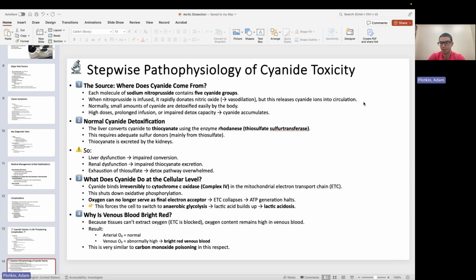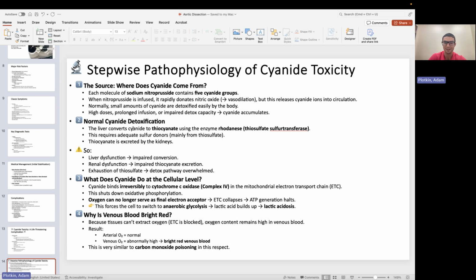So to break down this pathophys just a little bit more, so where does the cyanide come from? Each molecule of sodium nitroprusside contains 5 cyanide groups. When nitroprusside is infused, it rapidly donates nitric oxide, which causes vasodilation, but that releases the cyanide ions into circulation, okay? Normally, small amounts of that cyanide are detoxified easily. High doses, though, that we sometimes need to use in aortic dissection to control that blood pressure, prolonged infusion, or impaired detox capacity in the kidney and liver can lead to cyanide accumulating.